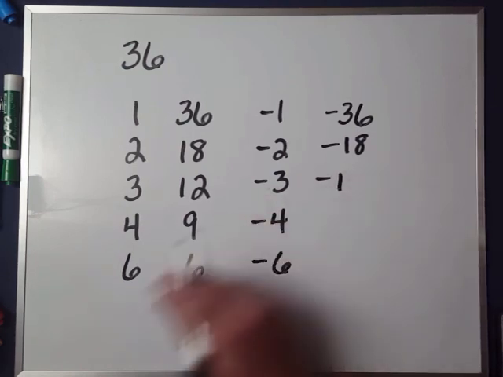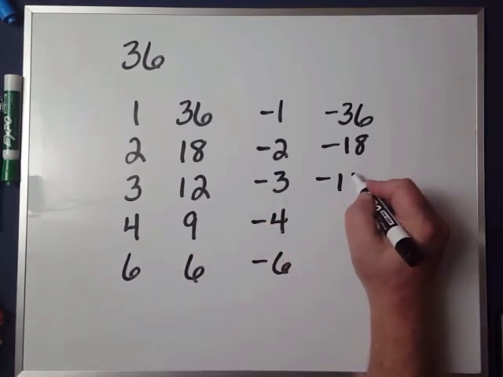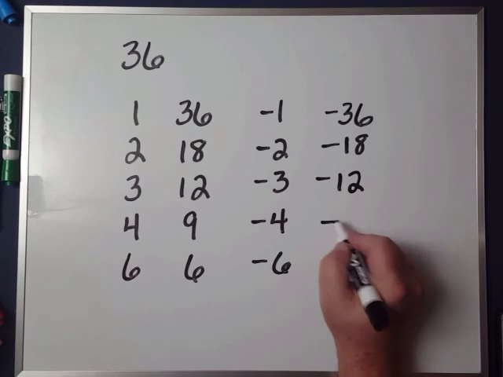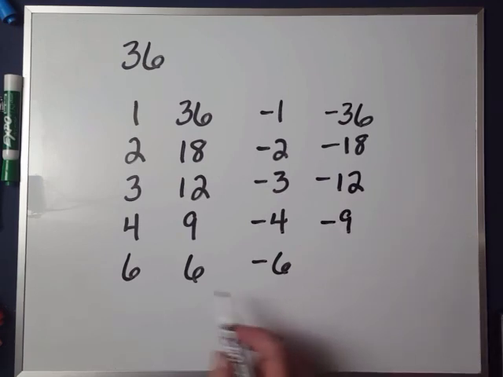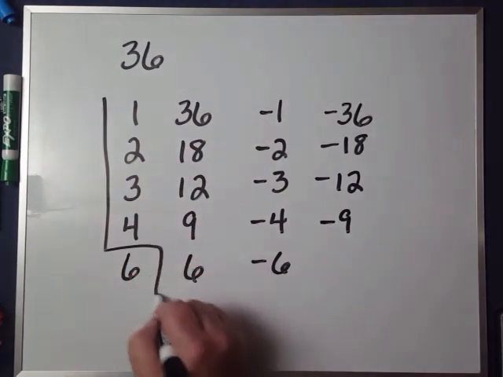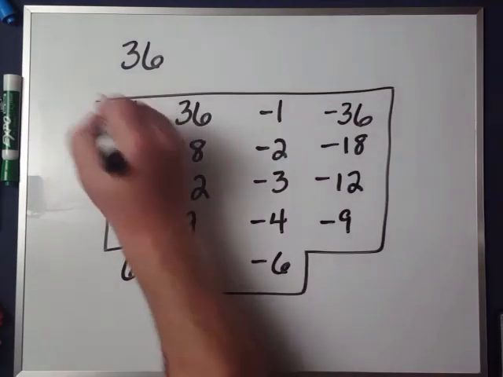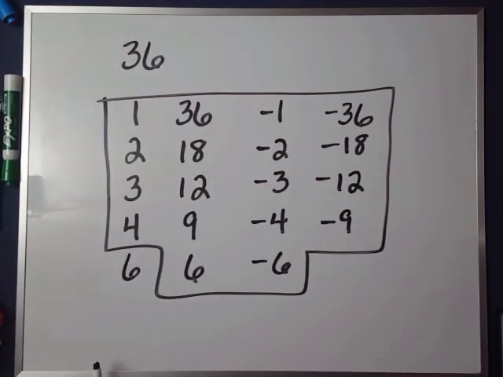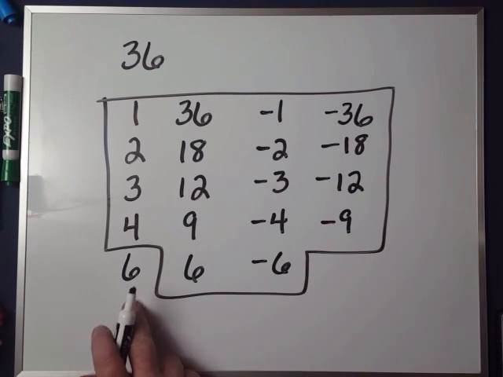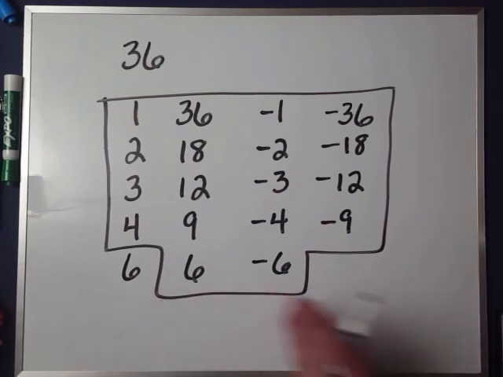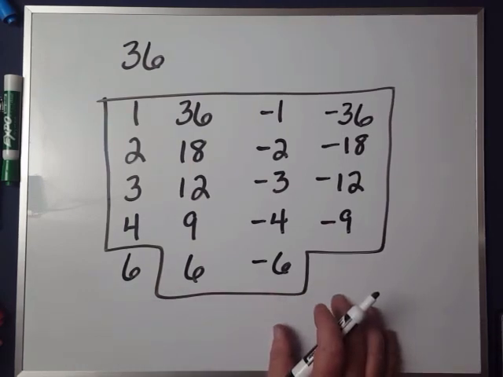Now 6 is a repeated factor down here at the bottom. In my list of integer factors, I only need to include it once. So here are all of the integer factors of 36. I only need to include that 6 once. These are all of the integers that will evenly divide into 36.